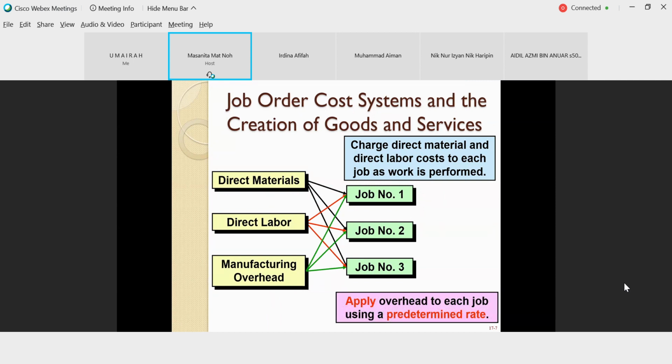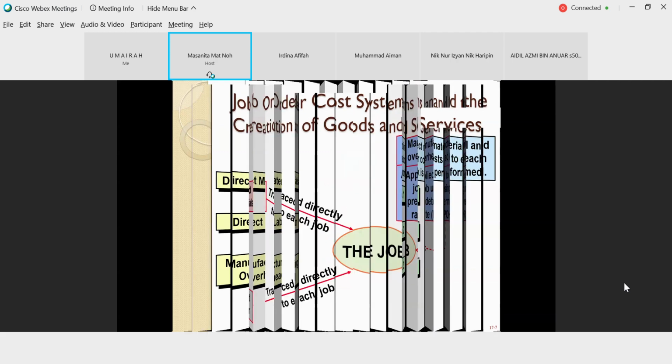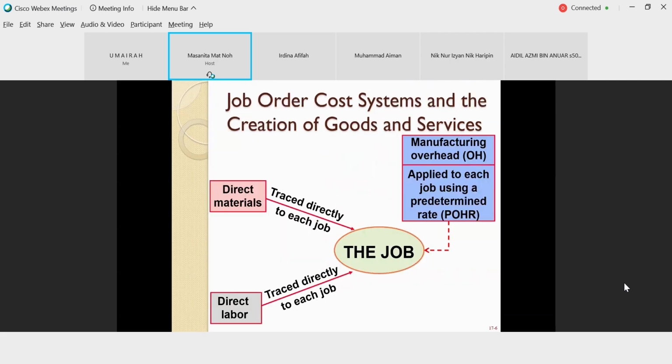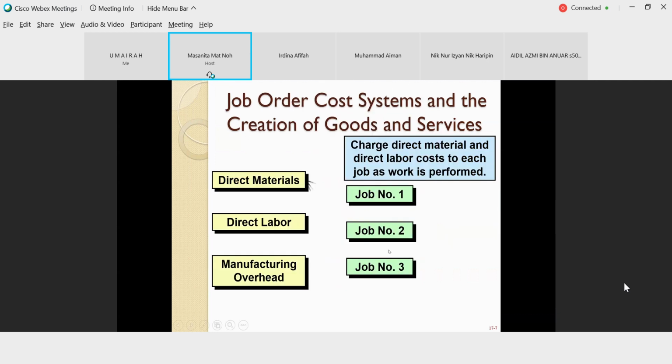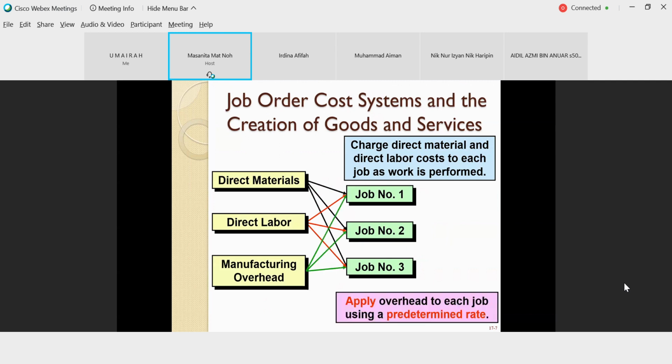Bayangkan maksudnya kalau ada berapa job, okay, ada berapa job kat sini bukannya merujuk kepada build a house, bukan ini, maksudnya setiap satu job yang besar tu dia akan ada banyak job-job yang kecil kat bawah tu. Okay, so for every single job tu you kena determine what is the cost for direct material, direct labor and also the overhead. Right, so untuk direct material and direct labor tu tak ada masalah.